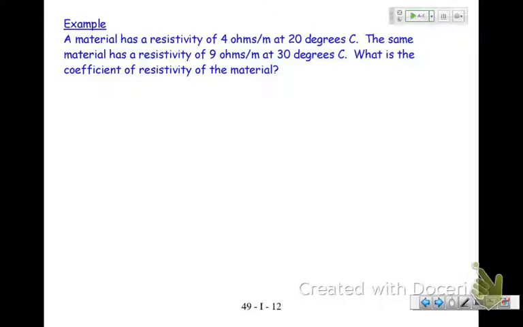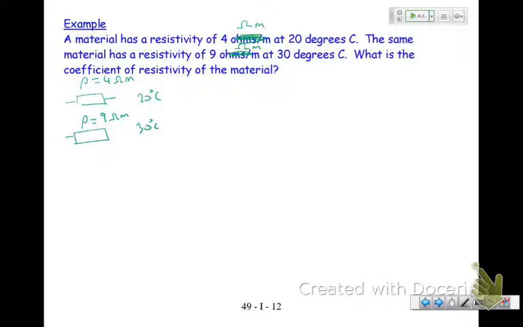So I didn't have any of the answers on this. This is ohm meter again. Shame on me, ohm meter. We say a material has a resistivity. So we have an example of a material, and our resistivity is equal to 4 ohm meter at 20 degrees C. And the same material has a resistivity of 9 ohm meter at 30 degrees C.